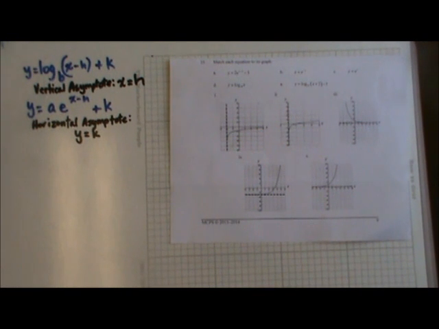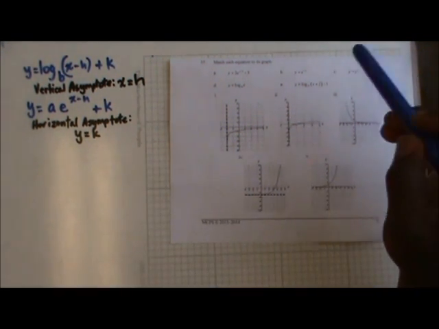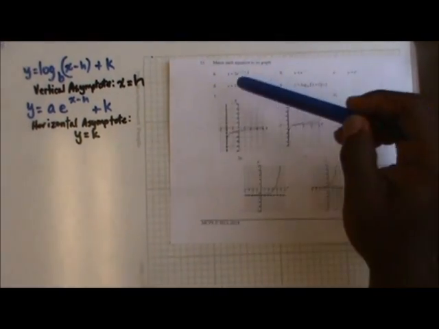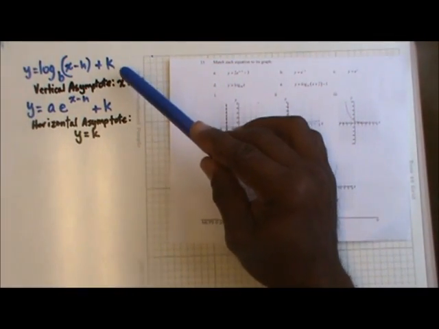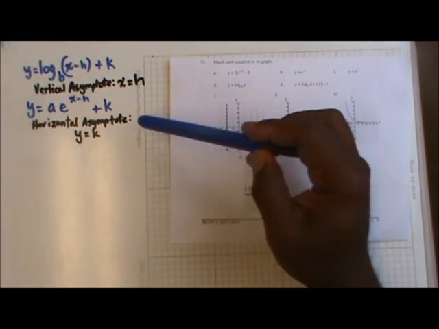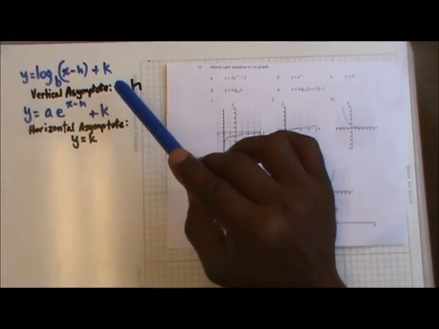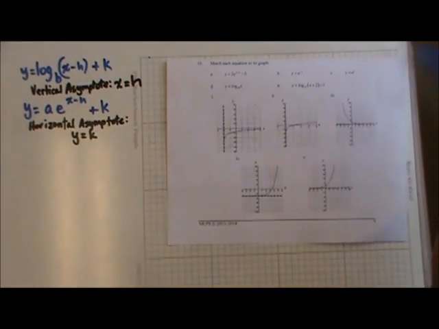Problem number 33, you're matching again, and we're pretty much trying to find different ways to figure out which equations we're dealing with. A, B, and C are all exponential functions, and D and E are both log functions. I wrote a little bit up here for you to help you with the vertical asymptote versus the horizontal asymptote. When we have a log function, we have a vertical asymptote where x is going to be equal to your value of h.